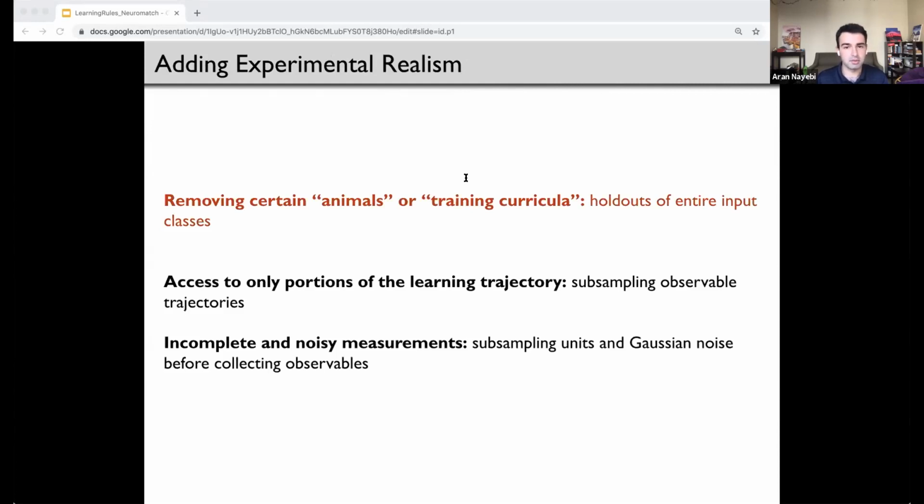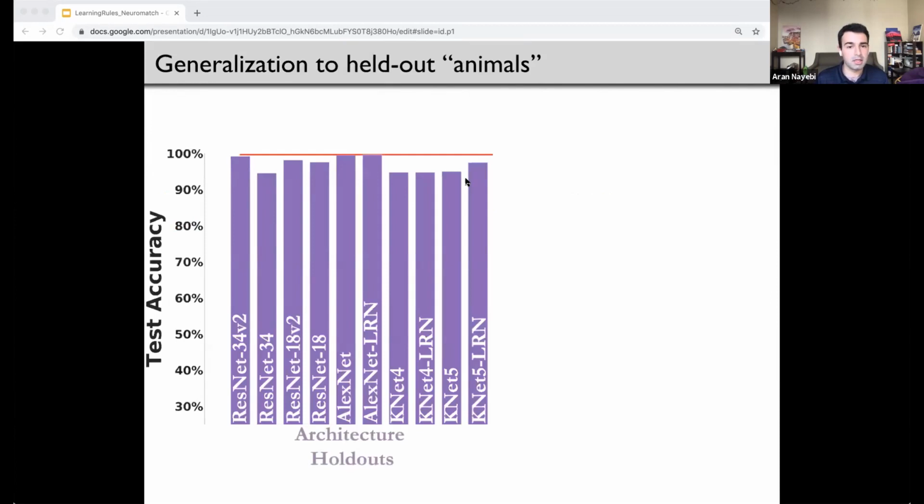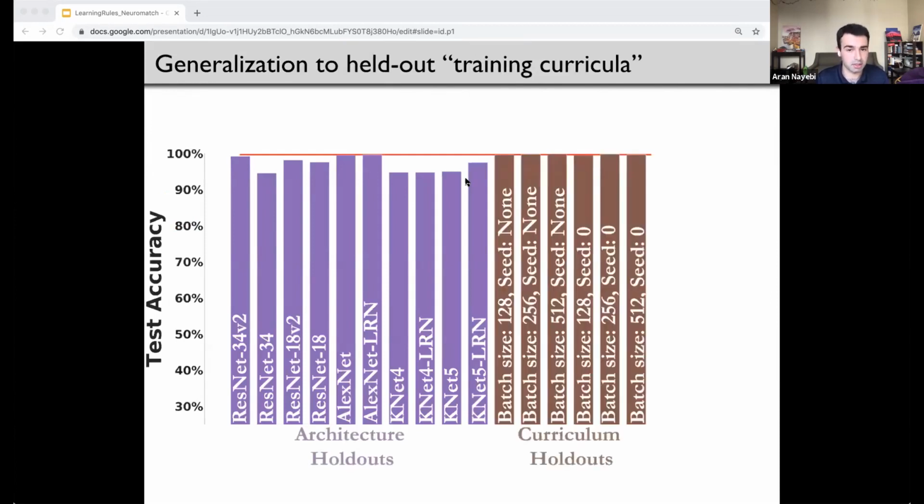First, it's not immediately clear whether our approach will generalize to unseen architectures and learning curricula. This is particularly relevant for mimicking experimental realism, since if a new, quote, animal were added to our study, we ideally do not want to be in a position where we have to completely retrain the classifier or have the conclusions change drastically, nor do we want the conclusions to be highly sensitive to training curricula. Indeed, we see both generalization to held out architectures as well as to held out training curricula.